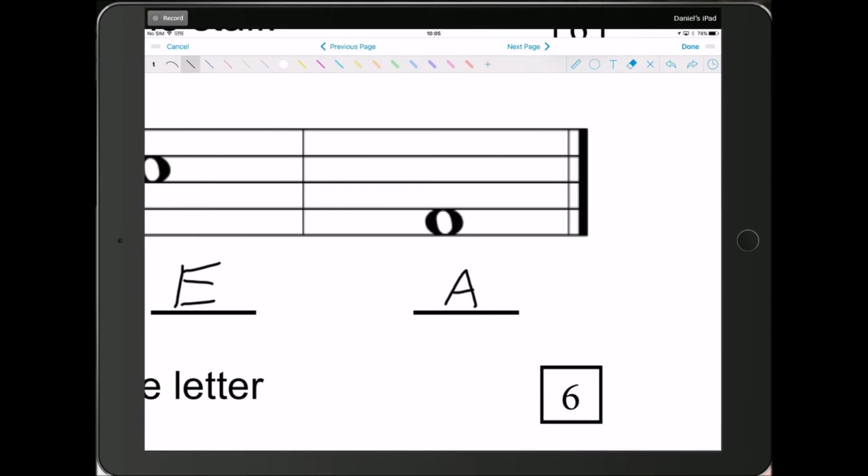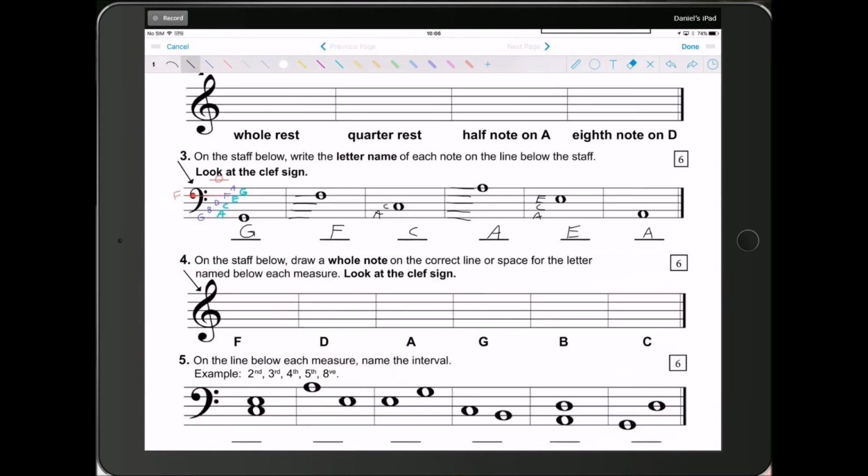Now, this is not going to be the exact same notes that you're going to see on your test. They may all be different, but it's going to be the same type of question. They're going to give you a note, you have to name it. Make sure you know your sentences or your little tricks to remembering all the lines and spaces of each of the clefs. Alright, let's move on to question number 4.